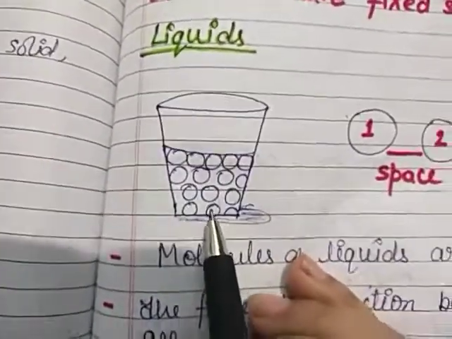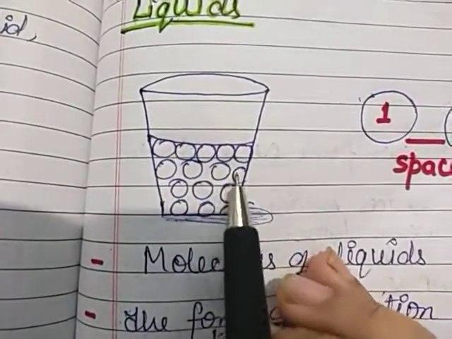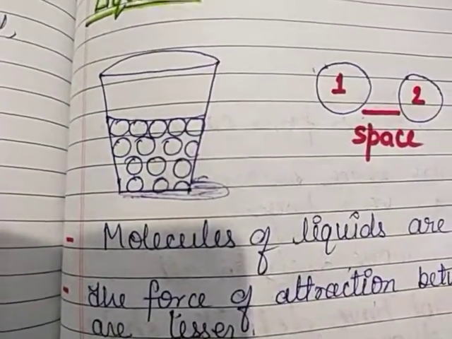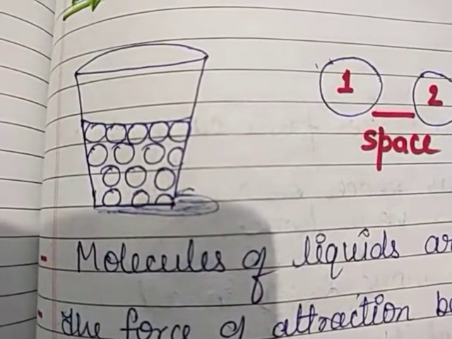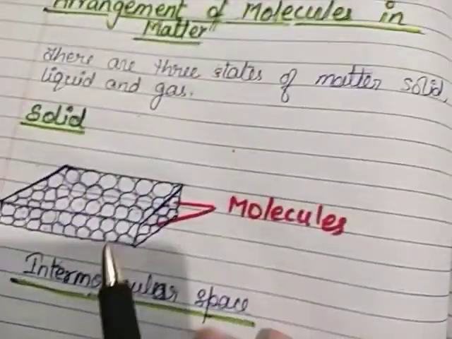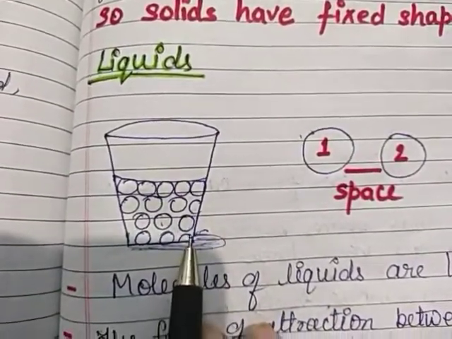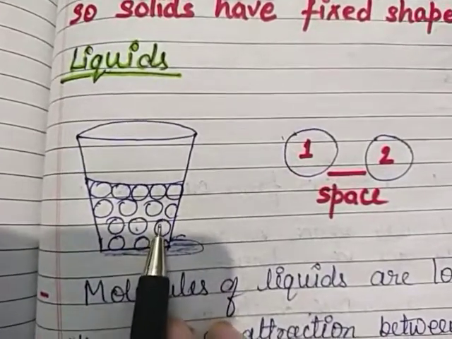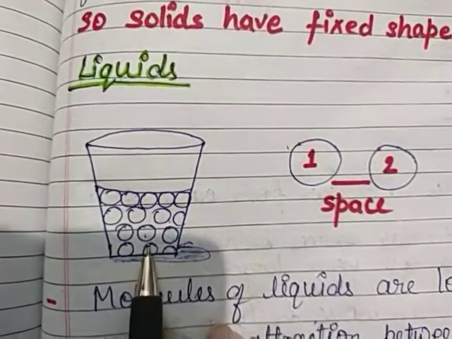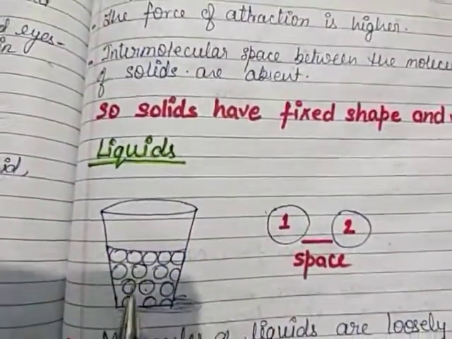Now we will talk about liquids. In liquids, you can see the molecules have intermolecular space and less force of attraction, so they can flow. They are loosely packed. Here in solids the molecules are tightly packed, and in liquids the molecules are loosely packed. With intermolecular spaces and less force of attraction between the molecules, that is why liquids can flow.